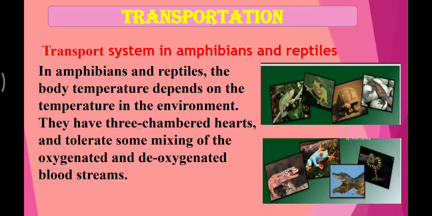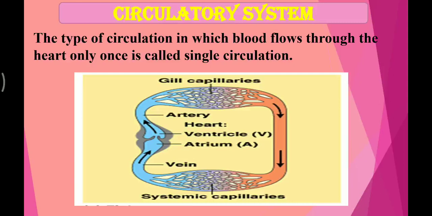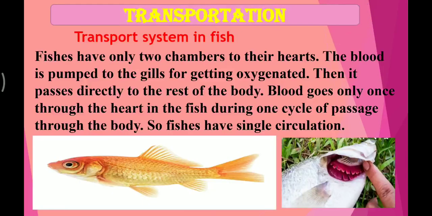So we have four chambers. Birds and mammals have four chambers. Amphibians and reptiles have three chambers. Now, the type of circulation in which blood flows through the heart only once is called single circulation. Here it is single circulation. Let us see where this single circulation happens. This happens in fishes. The transport system in fish.